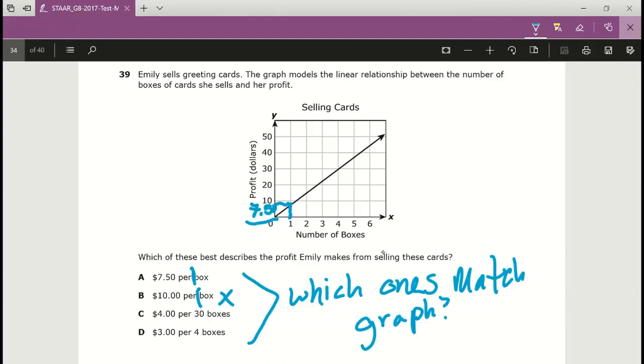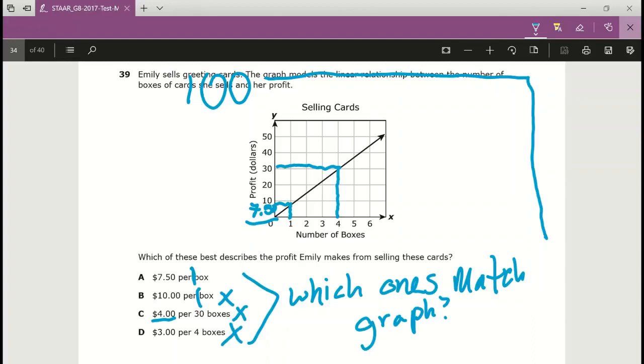Here, 30 boxes. 30 boxes would be all the way out here, and if we do a line up and over, we would be much more than $4. This is probably like maybe $100, much more than $4. So it's not choice C. And here, $3 per 4 boxes. So we go up from 4 boxes, we go over, and we want to see if that's 3. Is this 3? No, that's 30. So the only one that works is choice A.